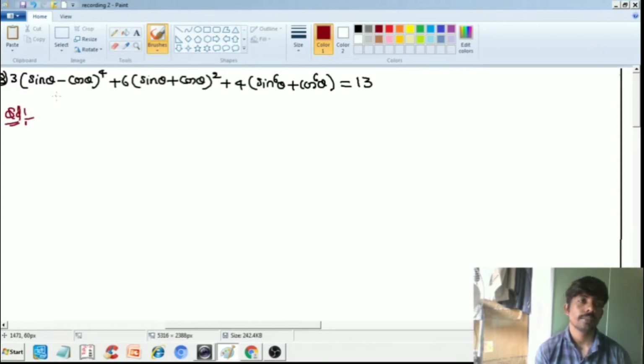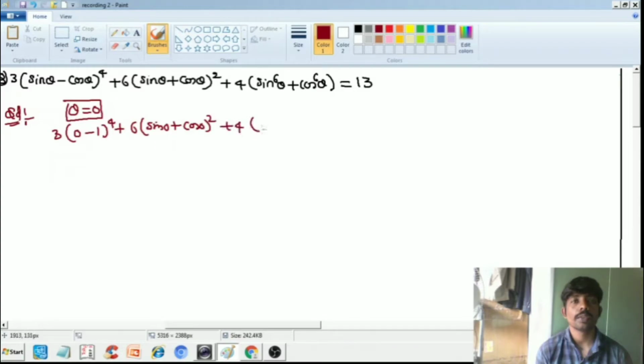Here in this sin theta minus cos theta, if we put theta equal to 0, shortcut method first, okay, theta is equal to 0, then you will get sin 0 is 0 minus cos 0 is 1 whole to the power of 4 plus 6 into sin 0 plus cos 0 whole square plus 4 into sin power 6 0 plus cos power 6 0.